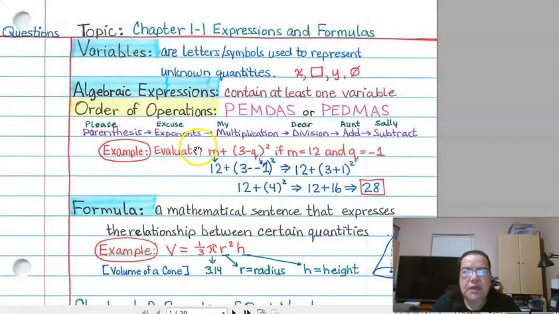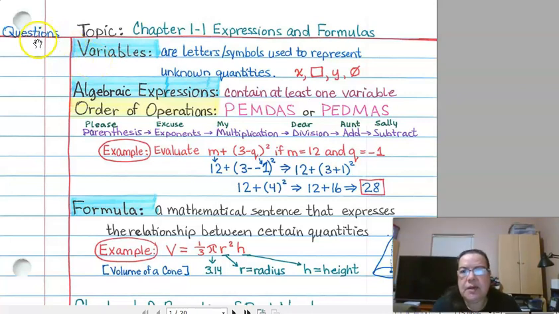So if you'll notice, your first chapter is chapter 1-1, which is all about expressions and formulas. So the first thing I'm going to present to you is Cornell Notes style notes. And if you would like to copy these, that would be great, to give you a little background and information on what you need to know in the chapters. So let's go ahead and begin with some of the vocabulary.